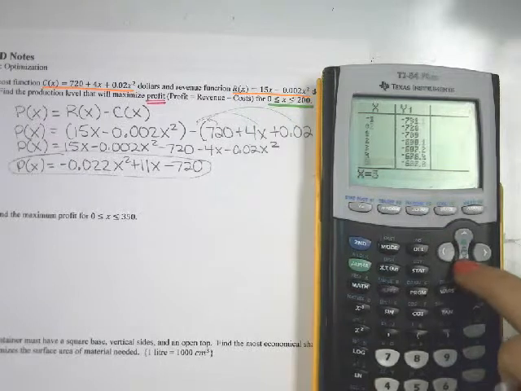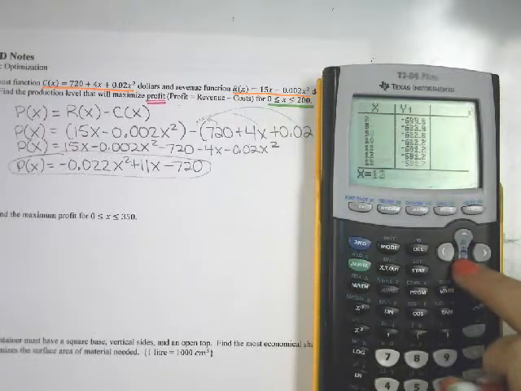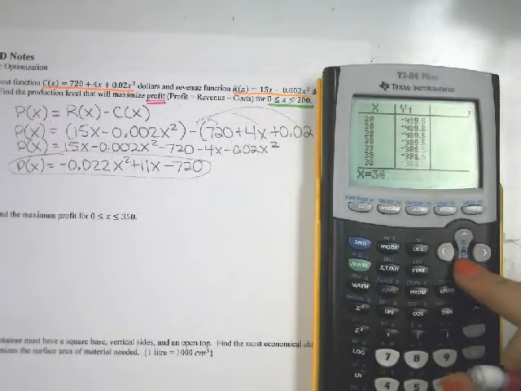If you look at your table, if you make no items, you lose $720. If you make 1 item, you continue to lose money. And you can scroll through your table. It takes a while, but you can scroll through your table and see, okay, where do I make $0? So where do I break even? Might be a question that you could be asked.